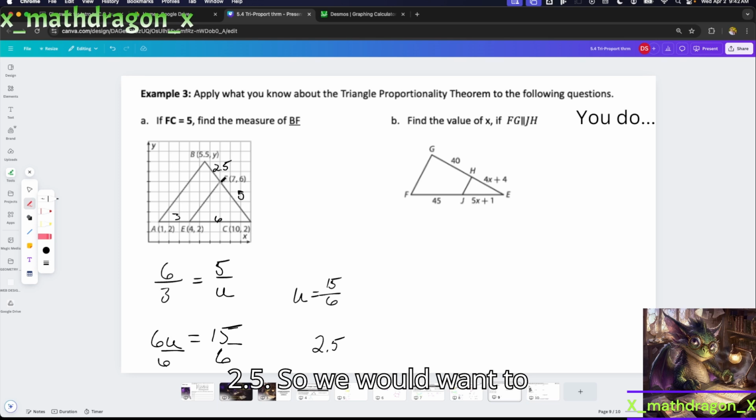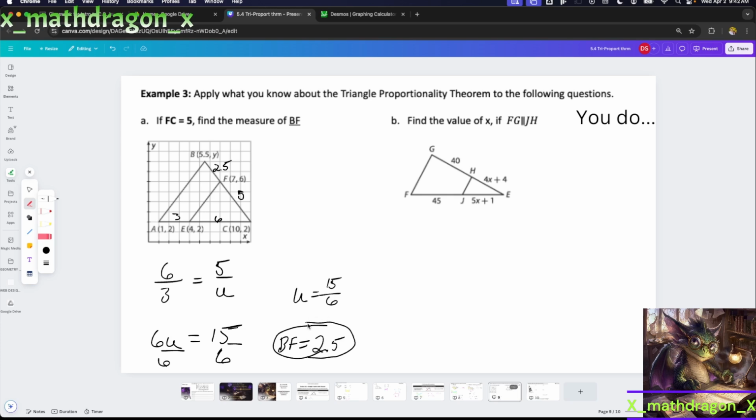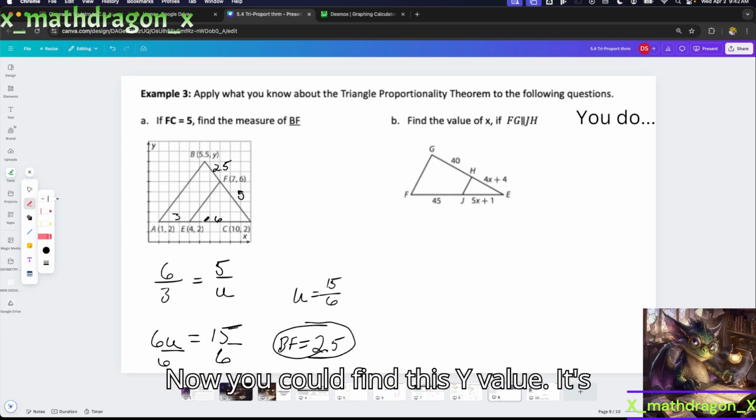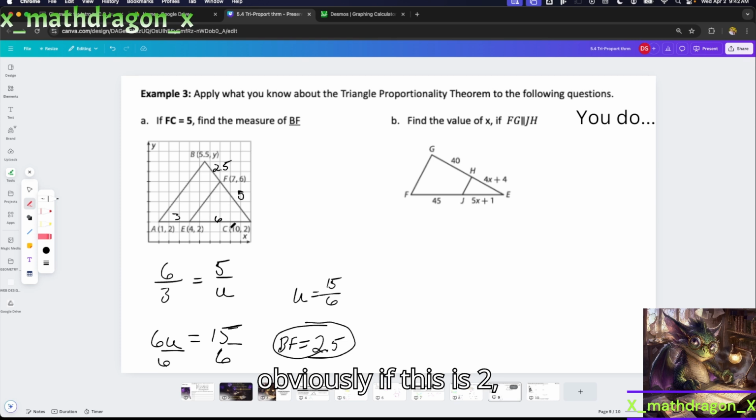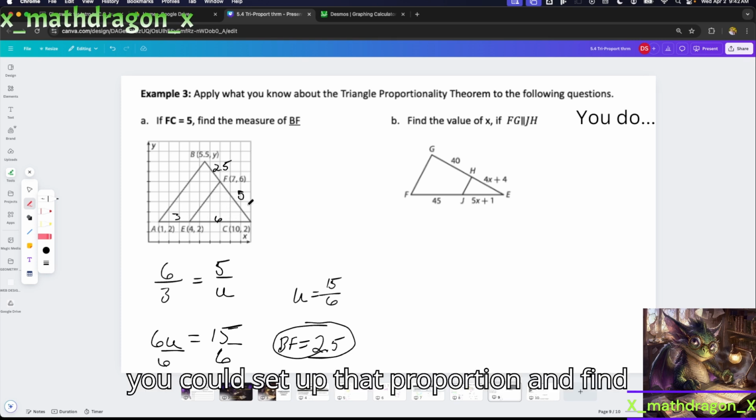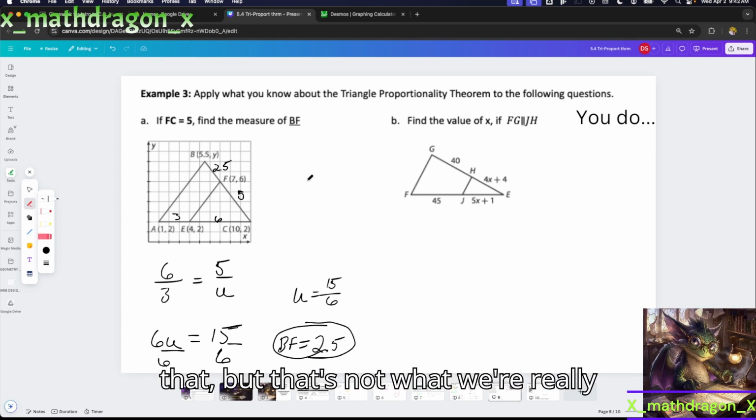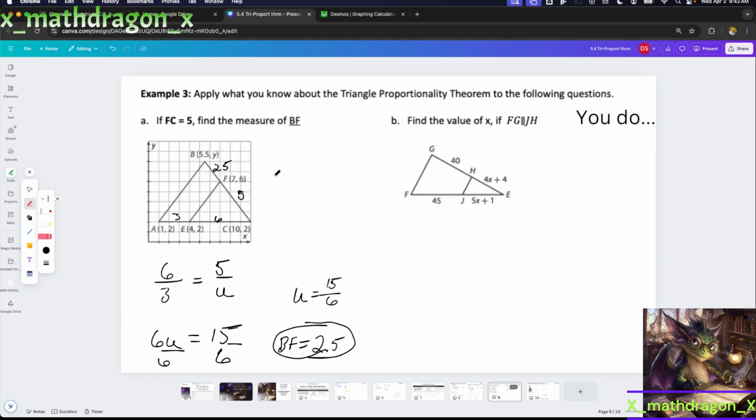So we would want to find the measure of BF. That's the measure of BF, 2.5. Now, you could find this Y value. If this is 2, you could set up that proportion and find that, but that's not what we're really doing. But it should be 8.